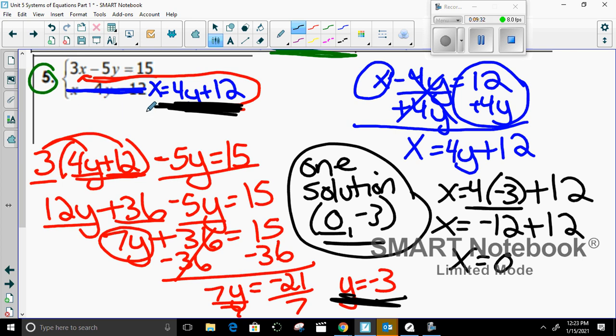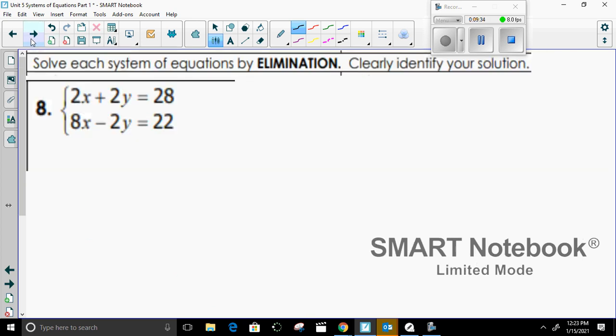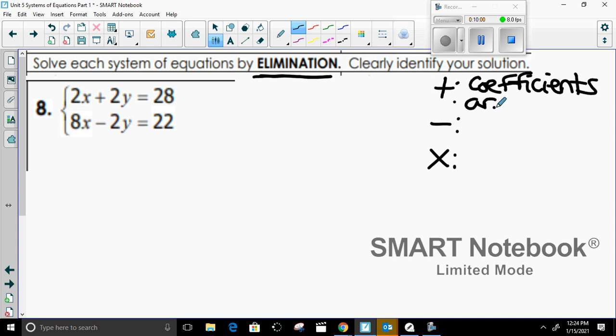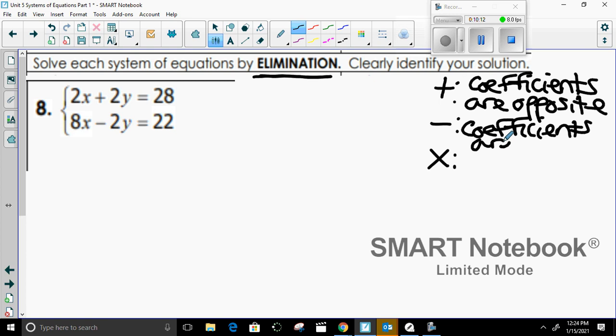So that's a substitution one. Now let's look at some elimination. All right, elimination. Remember, we have elimination by addition, we have it by subtraction, or we have it by multiplication. So elimination by addition, I use that when my coefficients are opposite. Subtraction, I use it when my coefficients are the same.